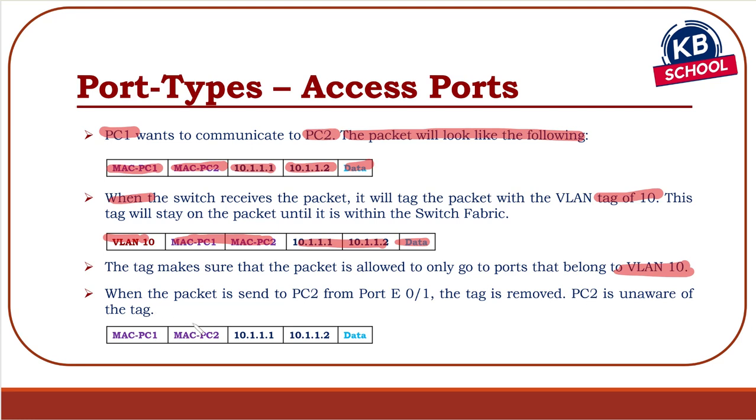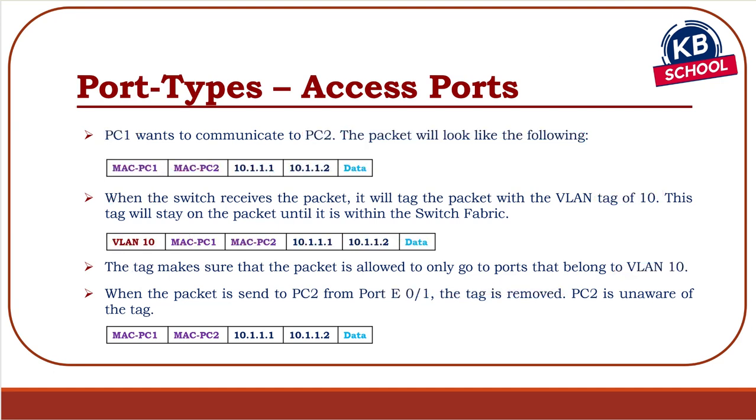Now, when the packet is ready to move towards PC2, which is on E01 based on our diagram, what does the switch do? The switch removes the tag, because the other PC does not understand what a tag is. A tag is just to make sure that the packet is unique within the switch fabric. So it again will remove it.